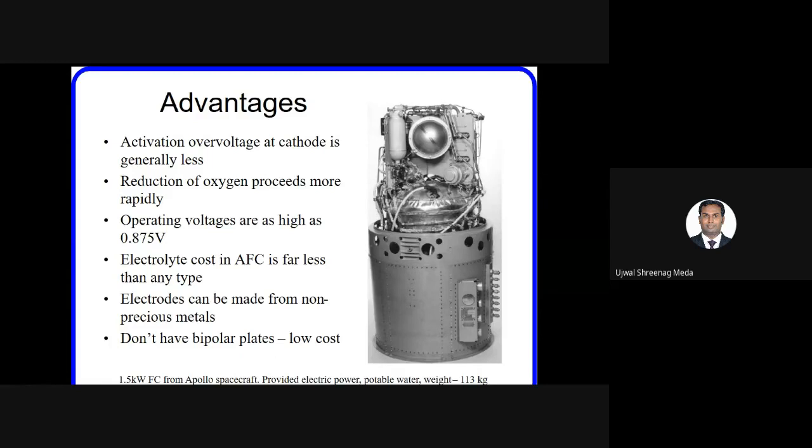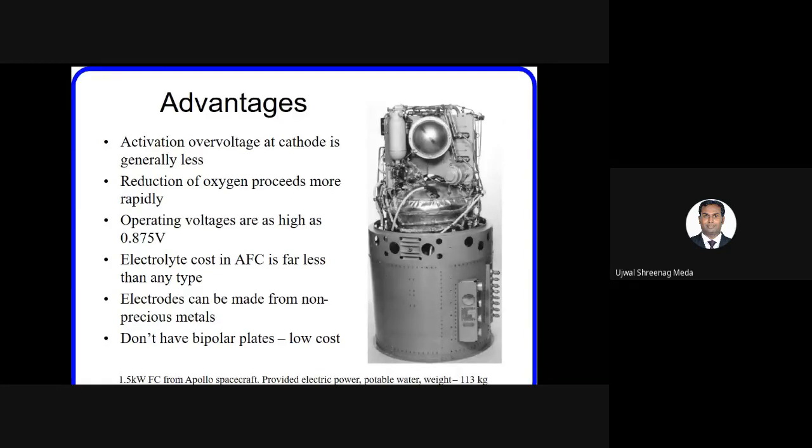Soon we are going to learn what this loss is, what its impact is, how to control it, everything we are going to discuss. But for now, just remember that activation loss in case of alkaline fuel cell is less, so that is considered as one of the advantages.